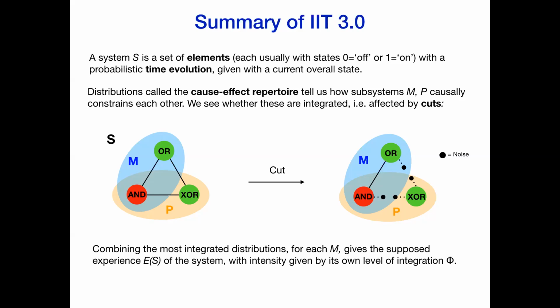So if you tell it a current state, i.e. you give it a state for each element, it tells you the probabilities of it evolving in one time step to being in some other state.